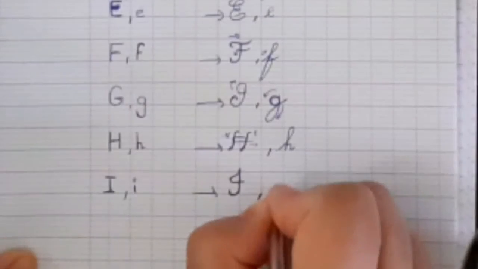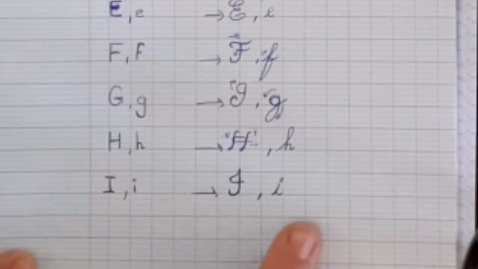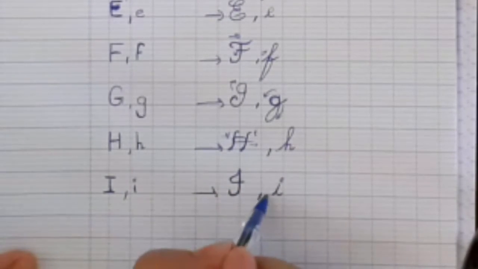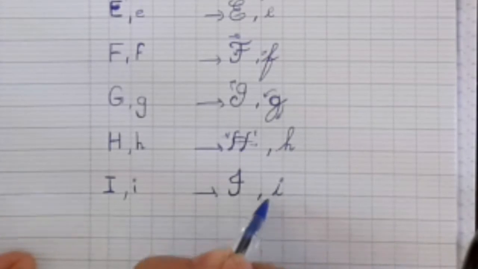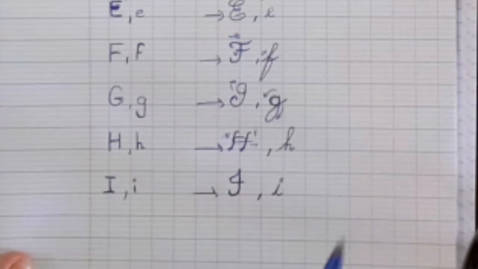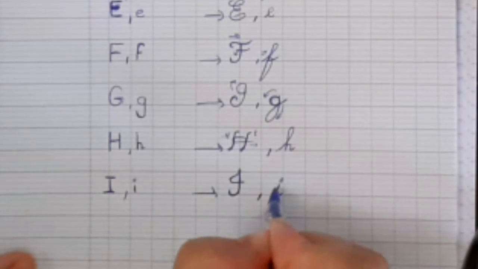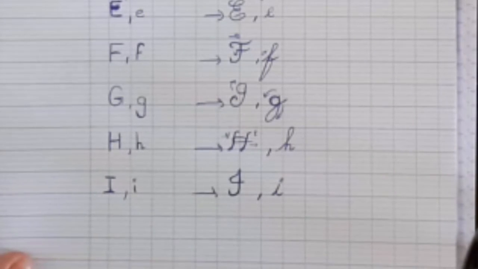Now the small form of I is like that in cursive writing, as you can see. Small line here, like in C or D or E. And we have this line like that. Okay.